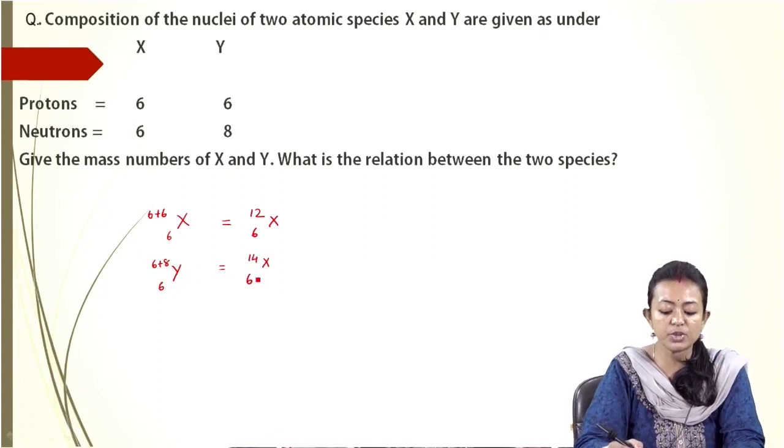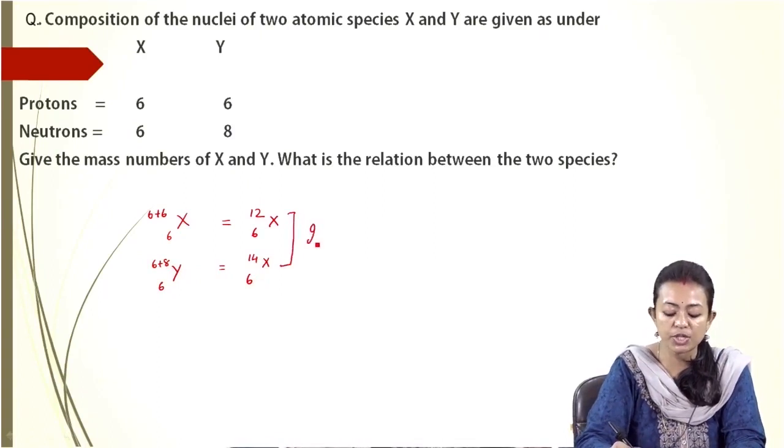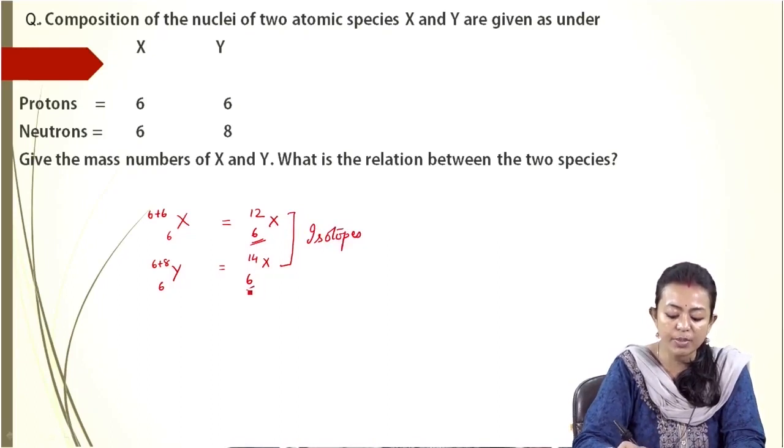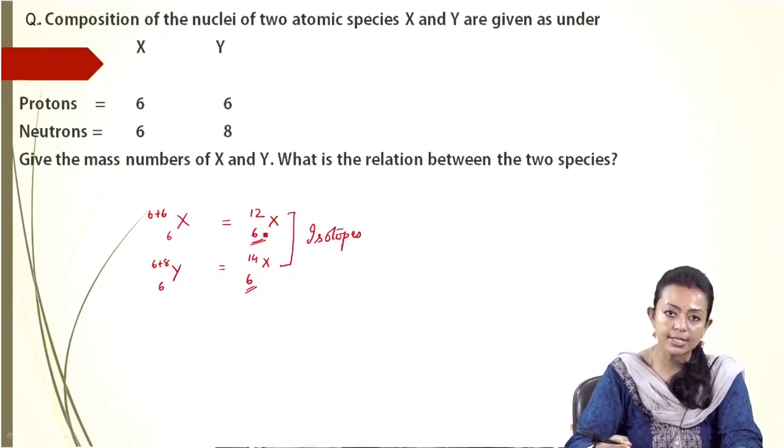What is the relation between these two species? These two species are isotopes. Why isotopes? Because they have the same atomic number but their mass numbers are different.